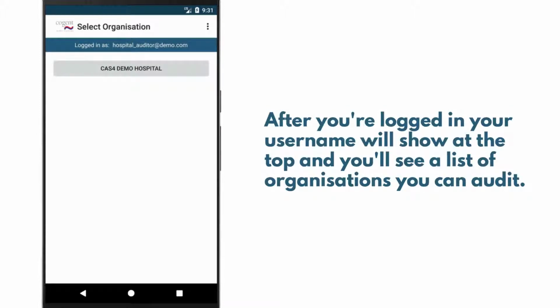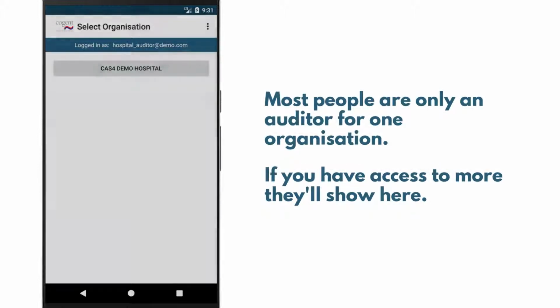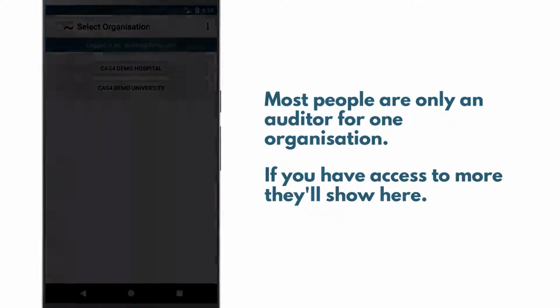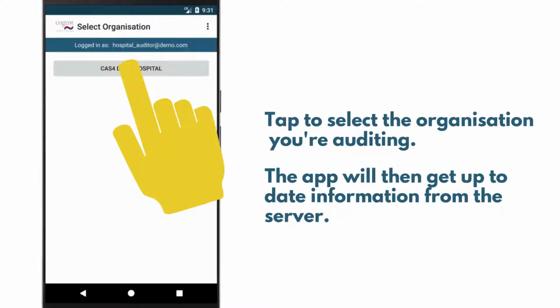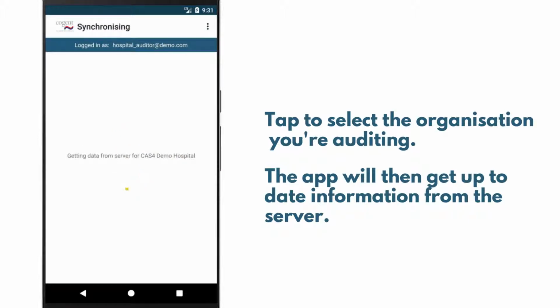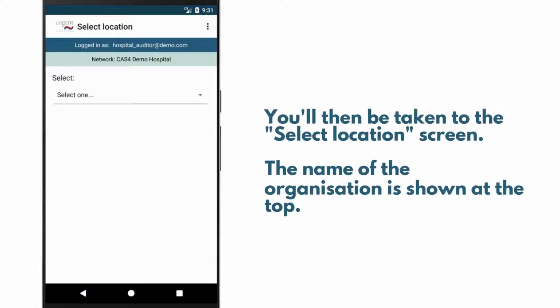Once you're logged in, your username will show at the top and you'll see a list of all the organizations you have access to. Now, most people will only see one organization there, but if you have more than that, it'll show. So tap the organization you're going to be auditing. The app will then get up-to-date information from the server.